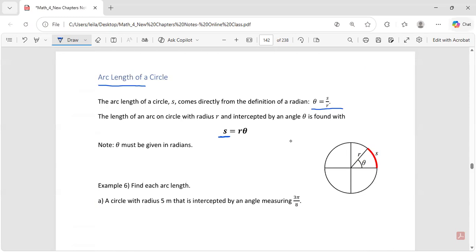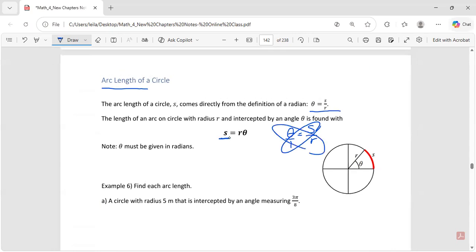And if you isolate the S from that formula, so you want to find the S, you can give it a denominator of 1 and do the cross multiplying. And you will see that 1 times S, which is S, must be equal to R times theta, which is R theta. So you can use this formula that's coming exactly from the previous formula to find the arc length of a circle.